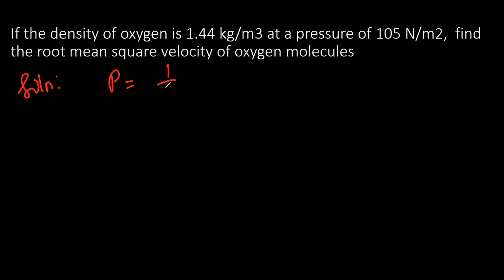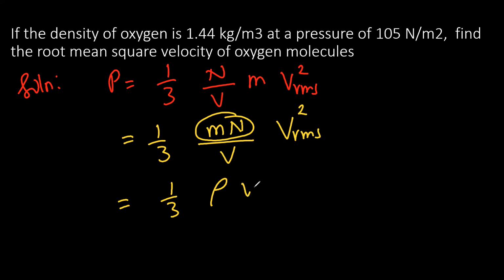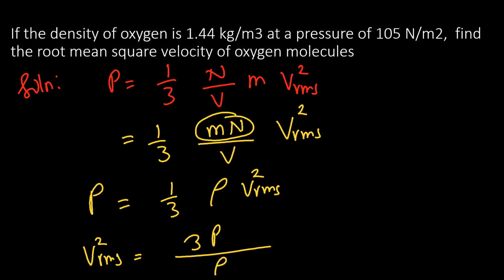So P is equal to 1/3 N by V m V RMS square. Okay, 1/3 is a constant. This is the mass of one molecule and this is the number of molecules, so this will become the total mass of the complete gas, and this is volume. So mass upon volume is density. Sure. So what is the formula of Vrms? Vrms square is equal to 3 times P divided by density.